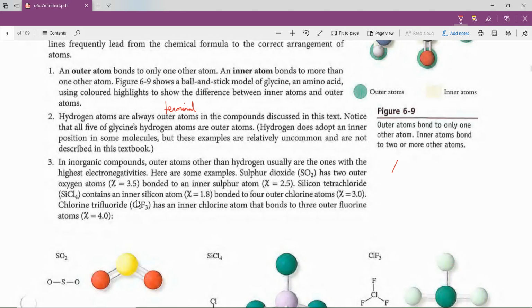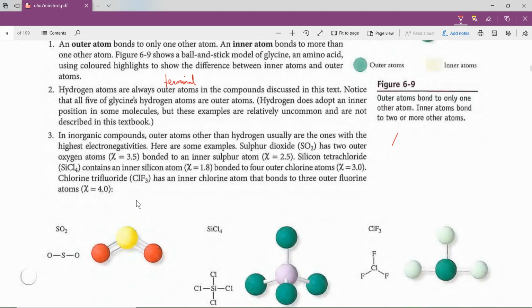highest electronegativities. So the least electronegative atoms are going to go in the central parts of the molecule. So sulfur dioxide has 2 outer oxygen atoms bonded to the inner sulfur atom. Silicon tetrachloride contains an inner silicon bonded to 4 other chlorines. Chlorine trifluoride has the chlorine inner because its electronegativity is less than the fluorines.